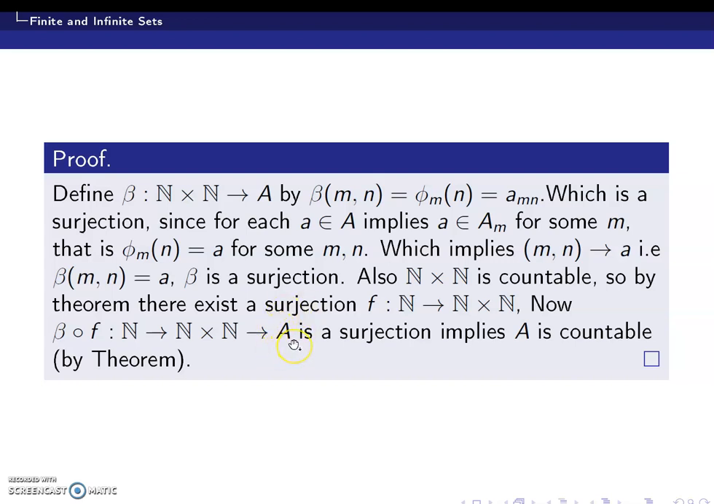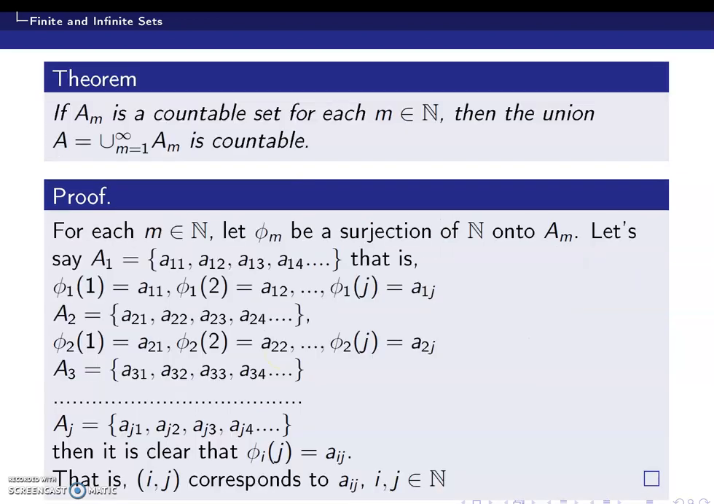In this case, the particular set is capital A. Since beta composition f is a surjection from N to capital A, we can safely say that capital A is countable. We have already defined that capital A is the union of all the countable sets which are given. So A is countable means this union is countable, which implies that a countable union of countable sets is countable.